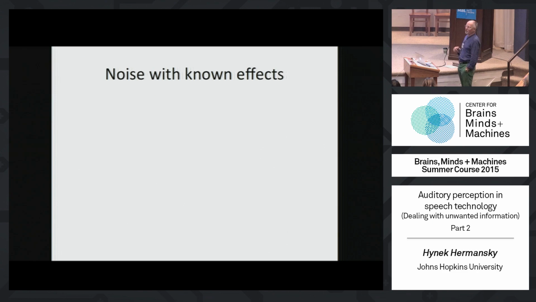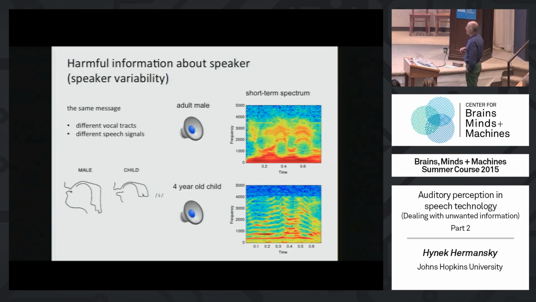So, some noises with known effects. One is like this. You have a speech of "you are yo-yo", and you have another speech which looks very different, but it says the same thing, right? This is a child, this is an adult. You can tell this was me, this was my daughter when she was 4, not 30.